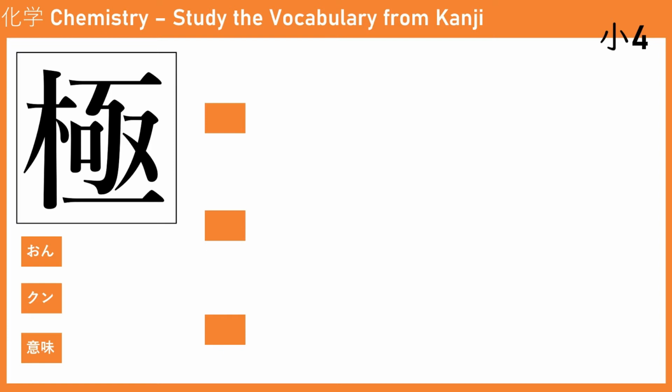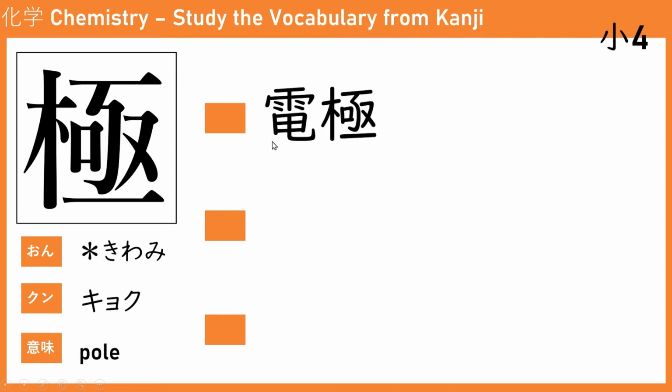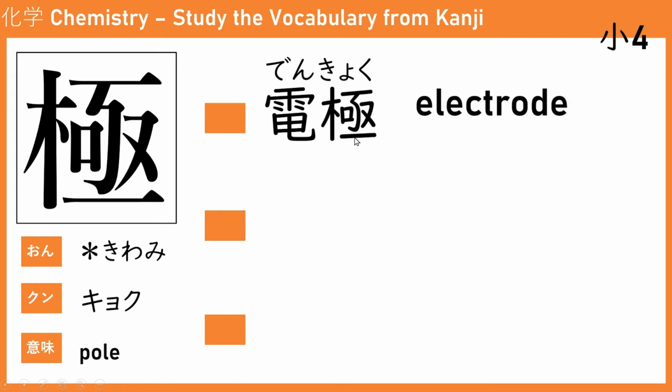The next kanji is kyoku, or kiwami, which means pole or extreme. The first one is denkyoku. Den means electricity and kyoku means the pole, which means electrode, whether it's positive or negative.